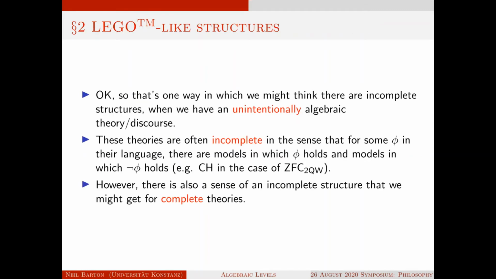Good, so that's one way in which you might think there's pressure to accept the existence of incomplete structures, when we intend to talk about a particular structure, but perhaps we fail for some reason. However, the theories in question we might look at here, so things like set theory, are often incomplete in the sense that for something in the language of the relevant structure, there are models in which that sentence holds and models in which it's false. Okay, but now I want to move on and look at a situation in which we also get a sense of incomplete structures, but for complete theories.